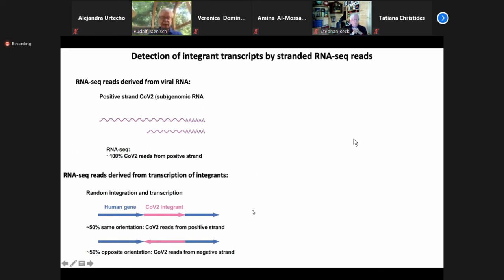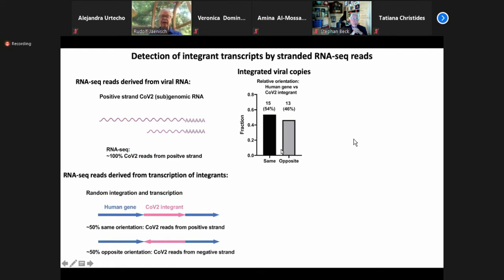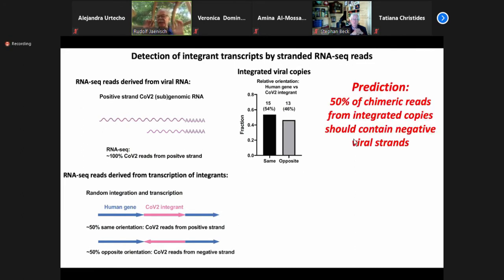So does it happen? When we look at the DNA in our sequences from the nanopore sequencing, indeed, 50% were in the same orientation as a gene they integrated into, and 50% the opposite. The opposite means the minus strand of viral RNA was fused to the plus cellular RNA. So the prediction was, and that's important, 50% of chimeric reads from integrated copies should contain negative viral strands, and 50% positive. So key was now how many viral minus strands are in an acutely infected cell.